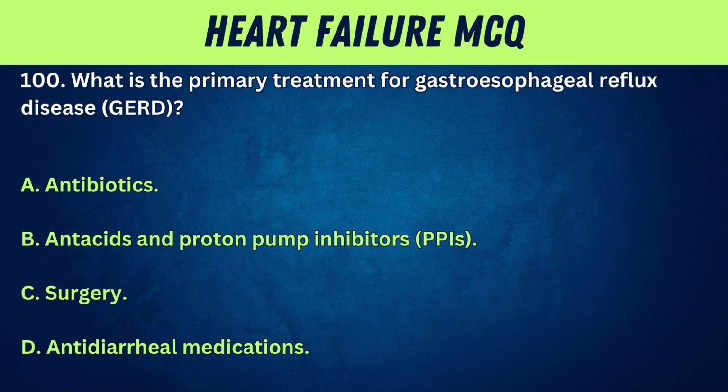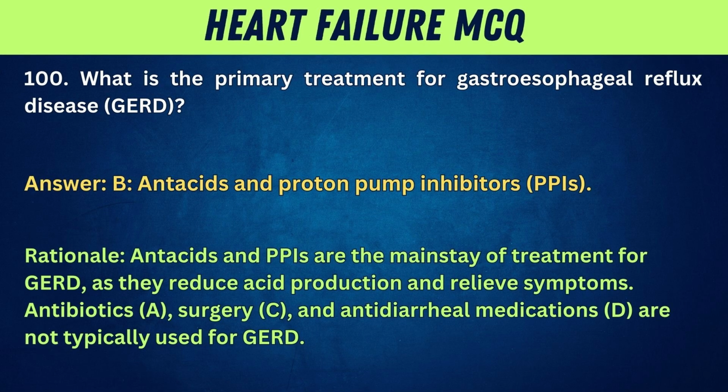100. What is the primary treatment for gastroesophageal reflux disease, GERD? A. Antibiotics. B. Antacids and proton pump inhibitors, PPIs. C. Surgery. D. Antidiarrheal medications. Answer: B. Antacids and proton pump inhibitors, PPIs. Rationale: antacids and PPIs are the mainstay of treatment for GERD, as they reduce acid production and relieve symptoms. Antibiotics, A, surgery, C, and antidiarrheal medications, D, are not typically used for GERD.